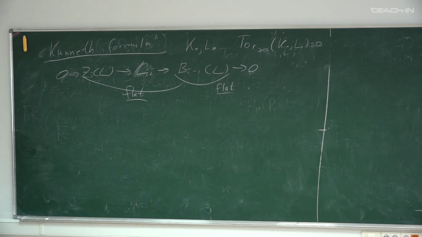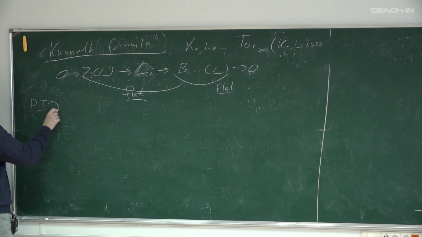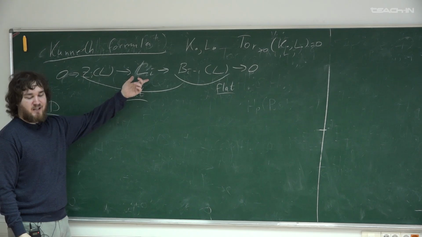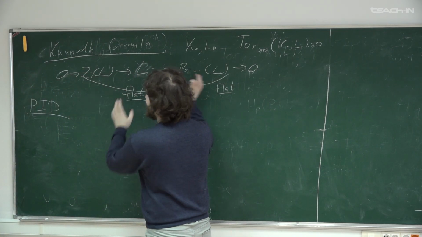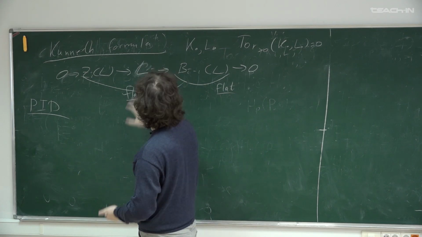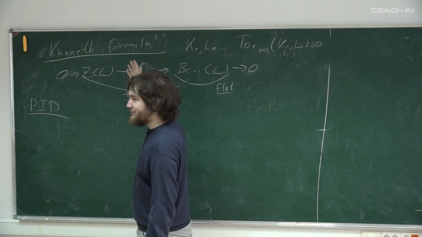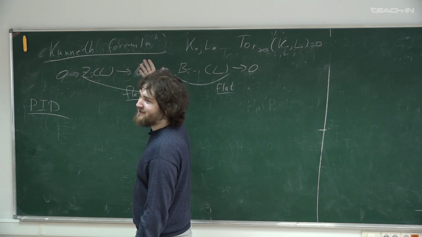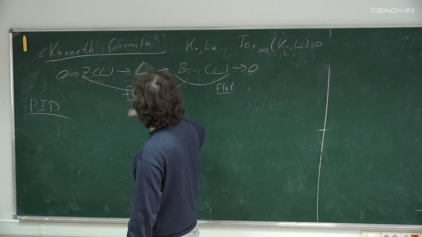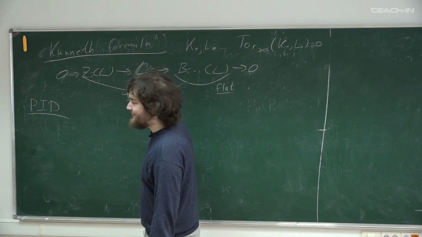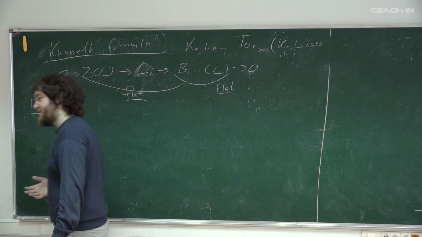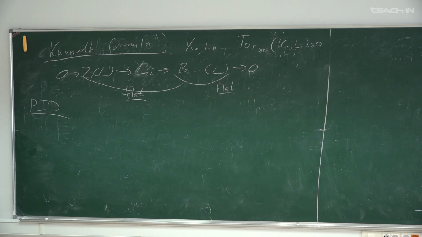Yes. For example, they're free. Over a principal ideal domain, if the modules are flat, then their submodules are also flat. For example, for abelian groups, if a group is torsion free, then its submodules are also torsion free and flat automatically. All this just says that one of my chain complexes is of flat modules. But over a general ring, it requires additional assumptions.